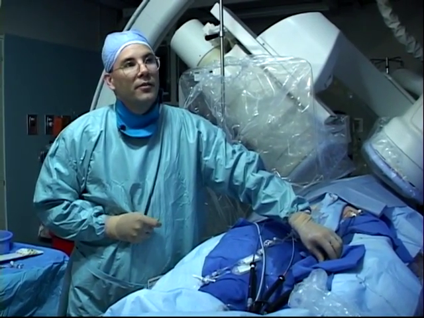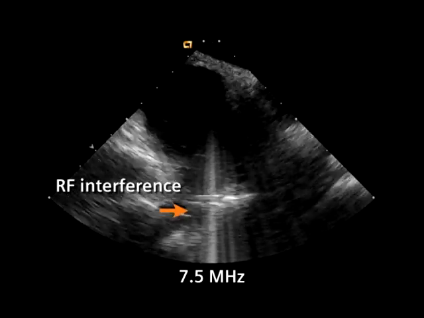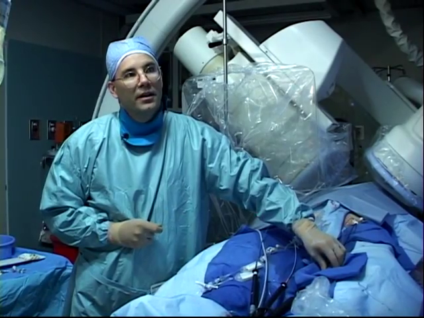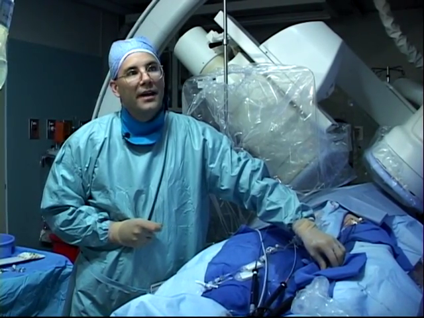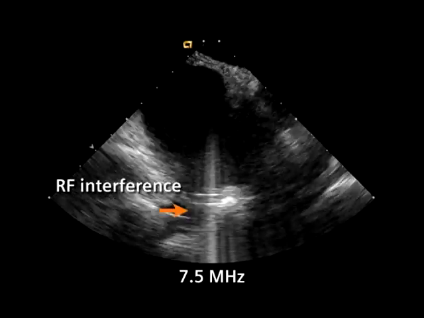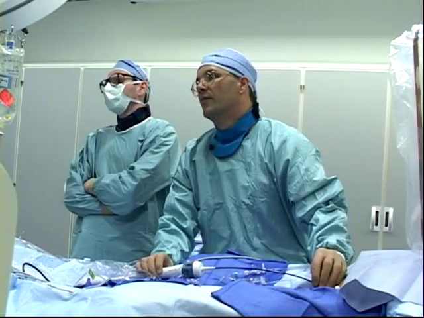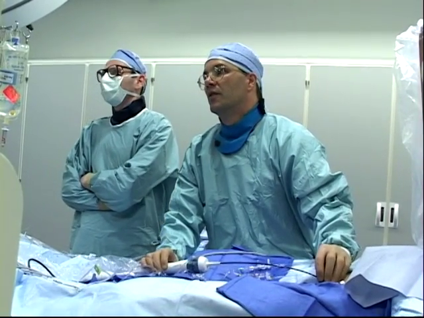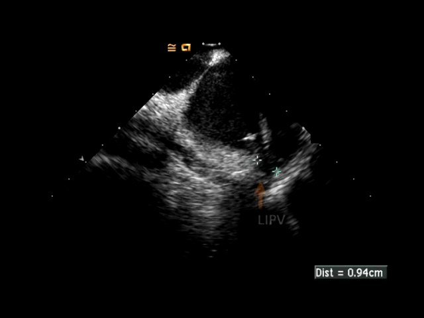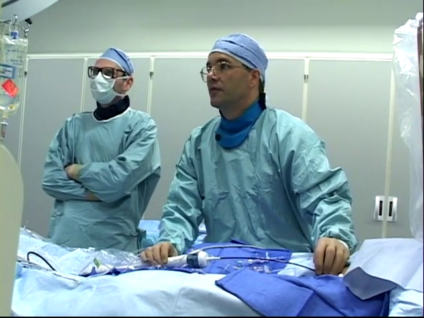One of the problems inherent with ultrasound imaging is some frequency interference between the RF generator and the imaging, and this can be minimized by going down on the frequency with that change from 7.5 to 5.5 megahertz. For atrial fibrillation procedures, we use the echo to size the pulmonary veins. We also do pulse Doppler pre and post ablation to demonstrate the absence of damage to the vein ostium with ablation.